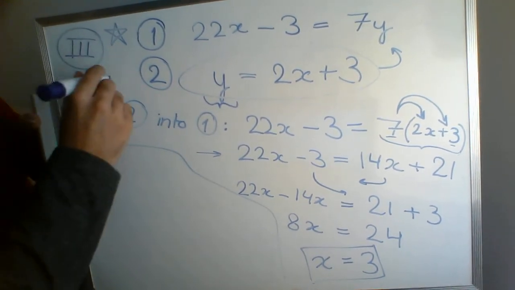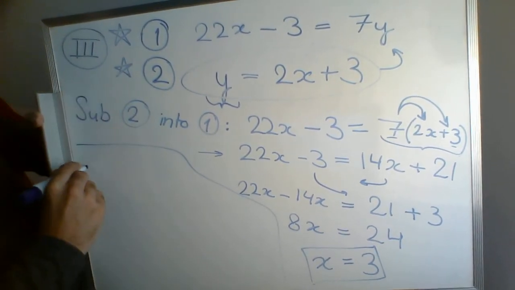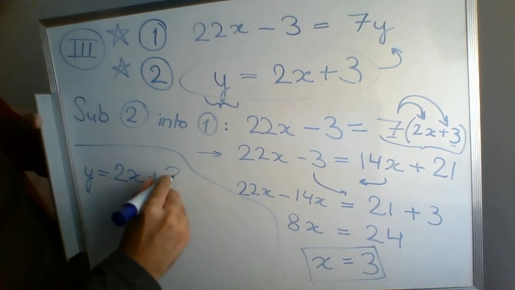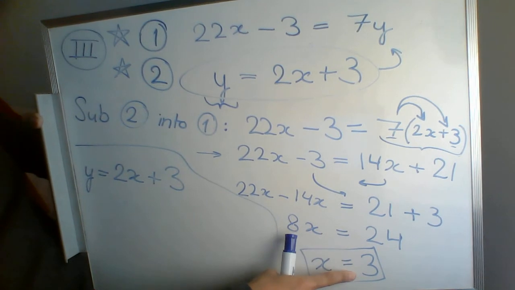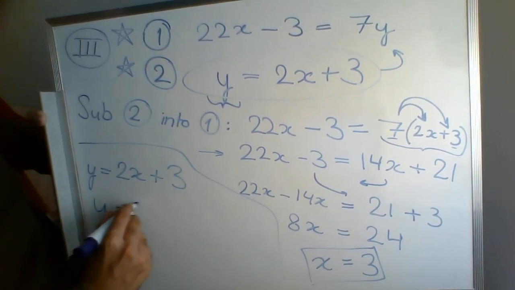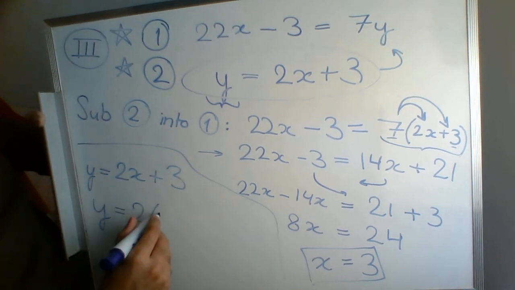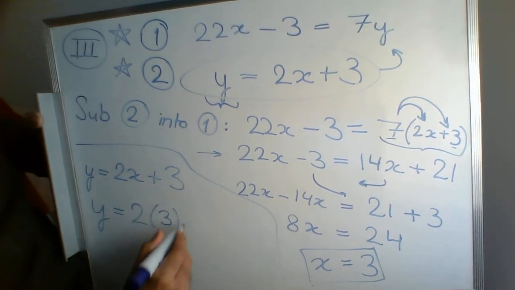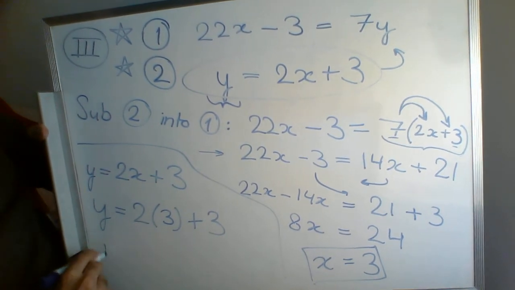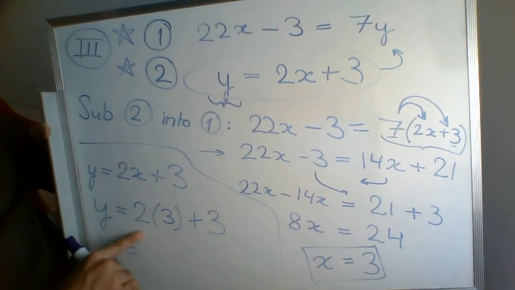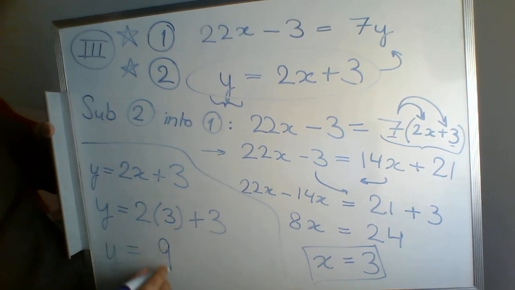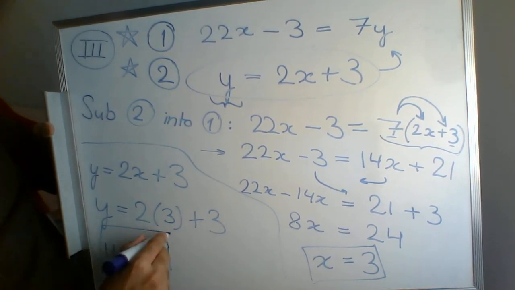And to do that, we're going to use equation 2. So we've got y is equal to 2x plus 3, but we know x is equal to 3 already, so we can sub that right in. So instead of writing 2x, I'm going to write 2 times 3, plus 3, is equal to y. So if we calculate that, 2 times 3 is 6, plus 3 is 9. So we get y is equal to 9.